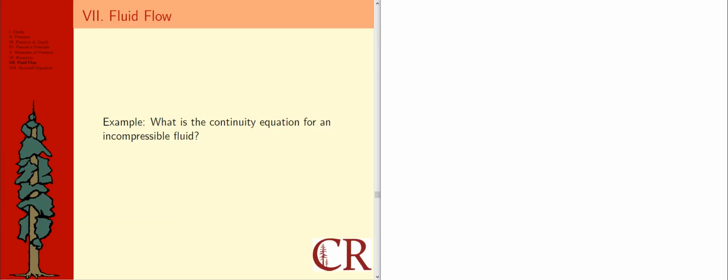What is the continuity equation for an incompressible fluid? So I'd like to first talk about the continuity equation that was listed on the key concept slide. Rho 1 V1 A1 equals rho 2 V2 A2. So where does that come from?